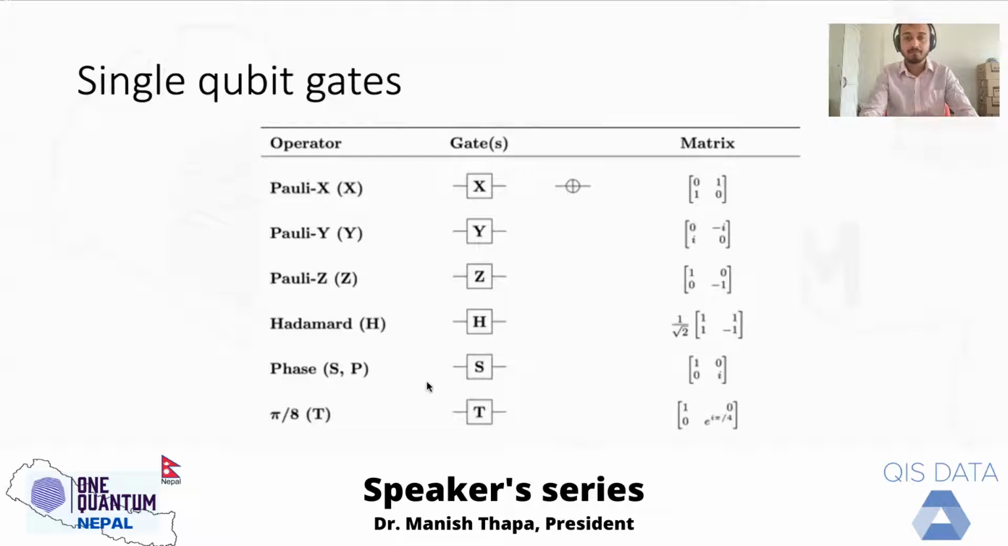And these are the matrices, right? Very simple. X is just non-zero off diagonal. Y has non-zero off diagonal, but they are imaginary. Z has diagonal elements, off diagonal elements are 0. H is full, all its elements are non-zero, and S is diagonal, and the phase T gate is diagonal and off diagonals are 0, right?